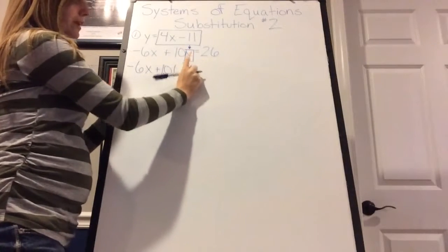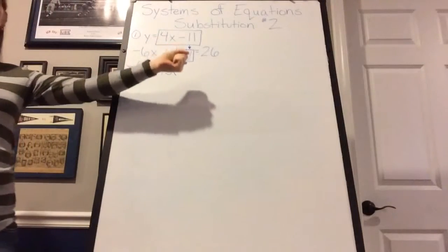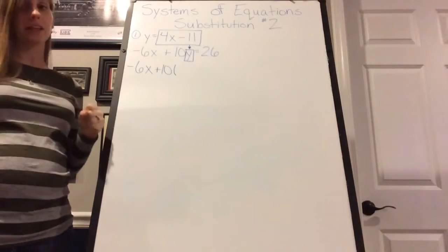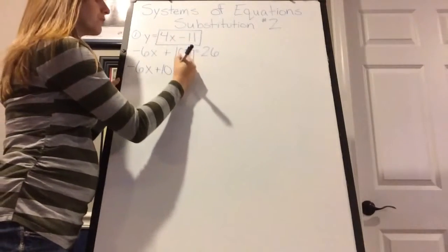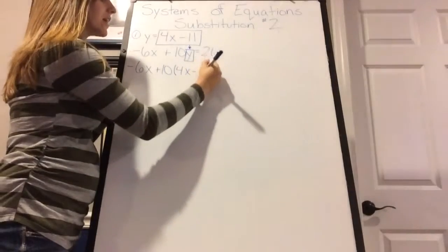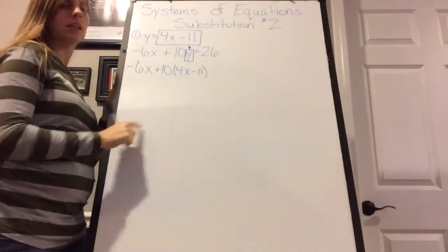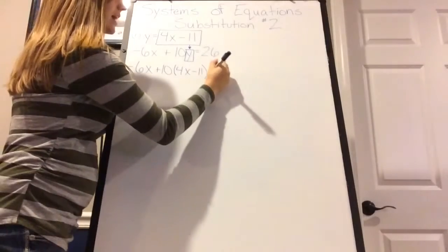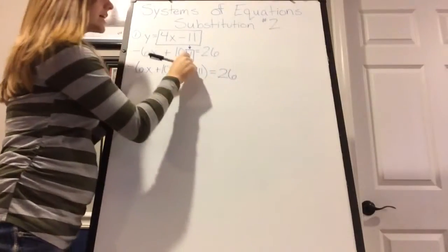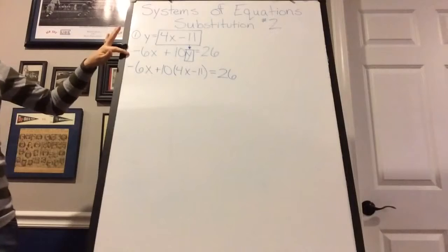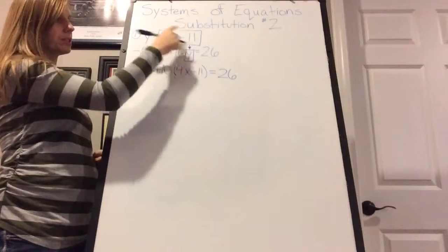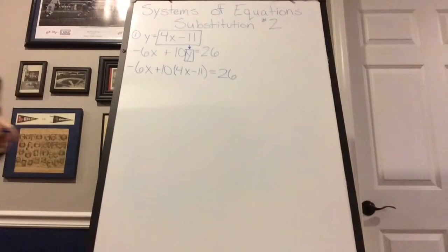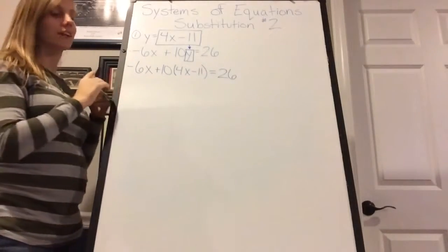Now, here's where it changes. That y is going to be taken out of the equation completely, no y left in the equation, and instead of y, I am going to put 4x minus 11 in parentheses. The equals 26, again, that stays the same. The only thing I took out of the second equation here was the y, and I replaced it with what y was equal to in the first equation. So now, from this point, I can solve this equation for x because that's the only letter that's there.